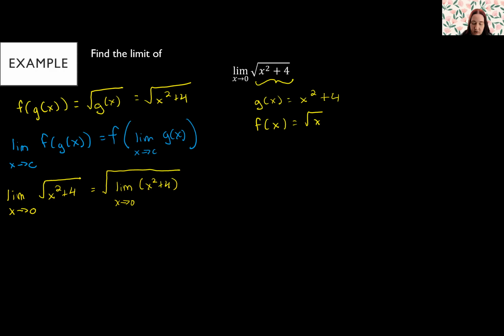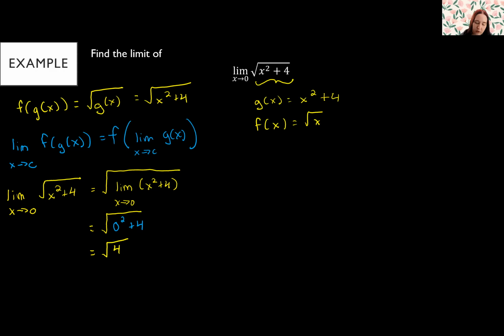Now, the limit as x goes to 0 of x squared plus 4. That is a polynomial, so that means we can just plug in for x, we can just plug in 0. So we have the square root, and then when you take the limit of x squared plus 4, you're plugging in 0 for x. So we get 0 squared plus 4, because we're interested in the limit as x goes to 0. So that will give us the square root of 4, because 0 squared is 0, plus 4.